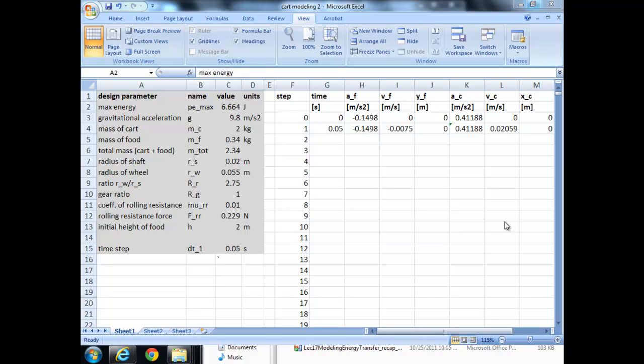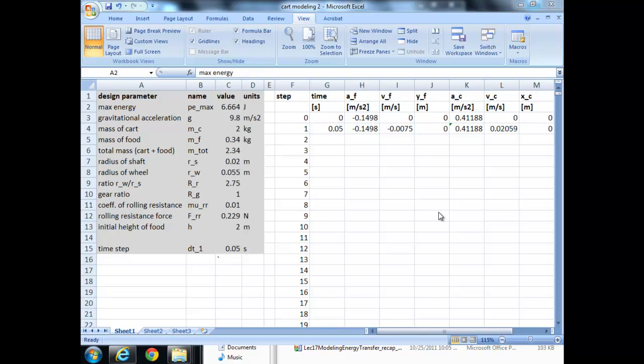Welcome to this ME1000 video. We are working on modeling the cart for the design project. We're going to put our acceleration equations for the food and the car into Excel and use the explicit finite difference numerical integration technique to determine how far the car will travel.